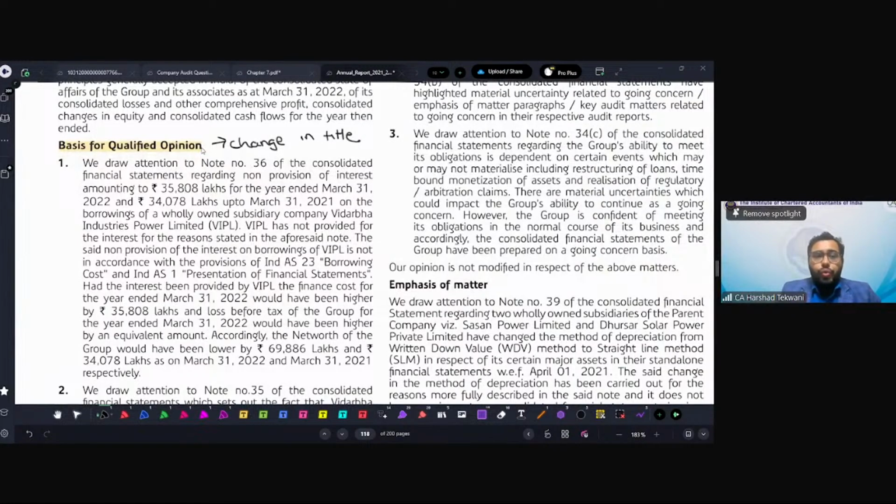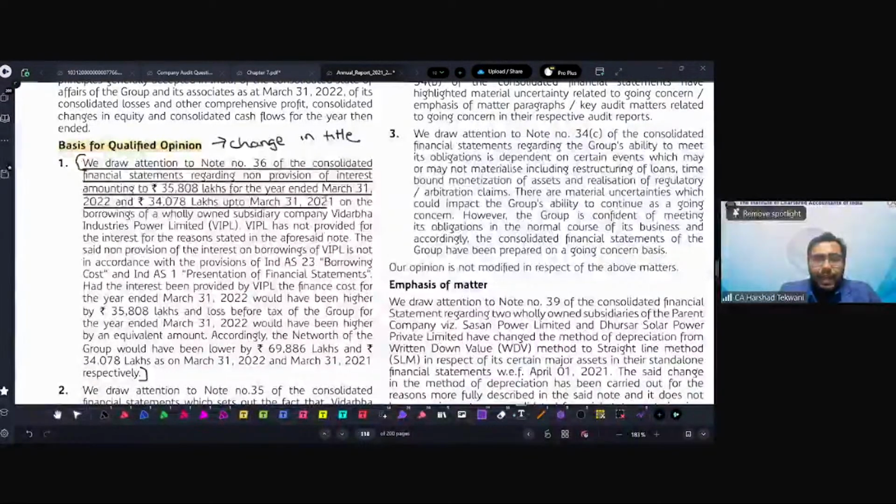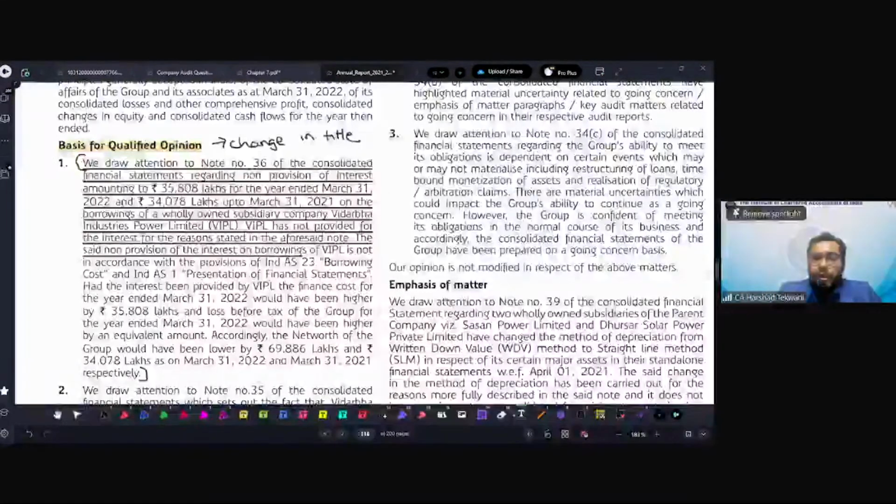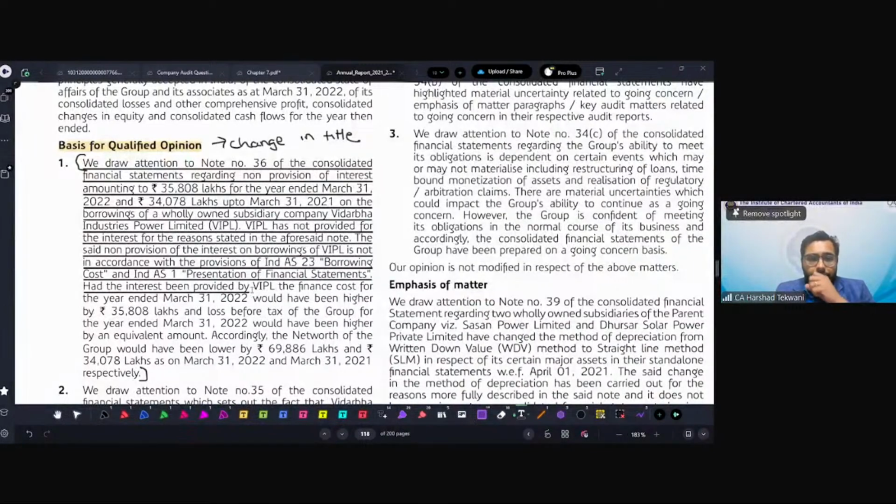And then you draw your attention to that particular point. For example, we draw attention to note number 36 of the financial statements regarding non-provision of interest by the company in the aforesaid note. The said non-provision of the interest on borrowings of this particular party, this XYZ, has been provided.